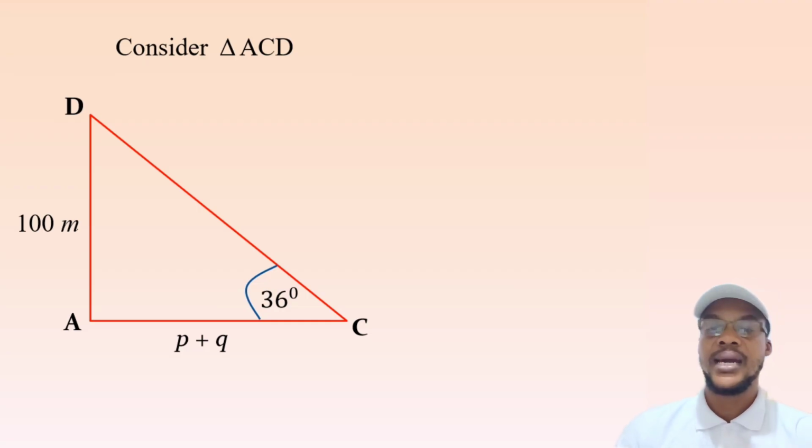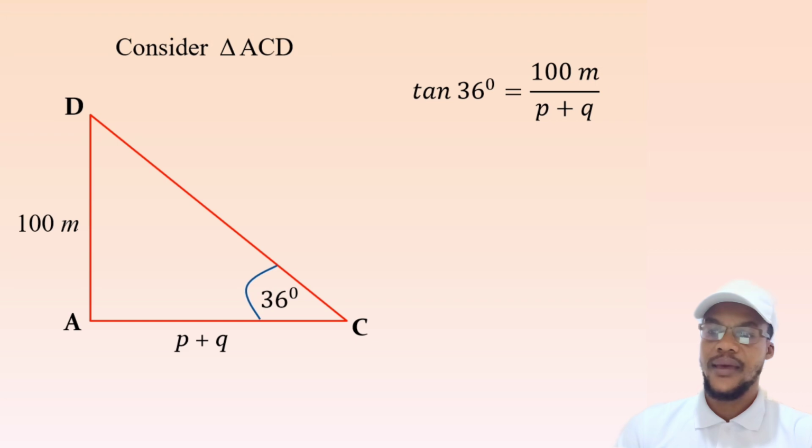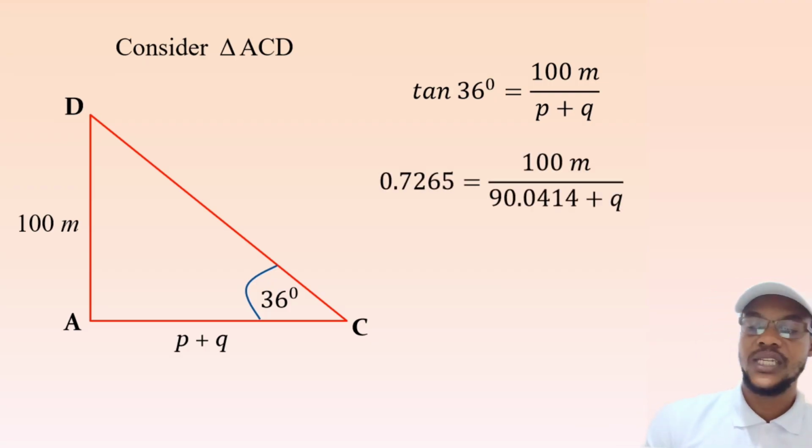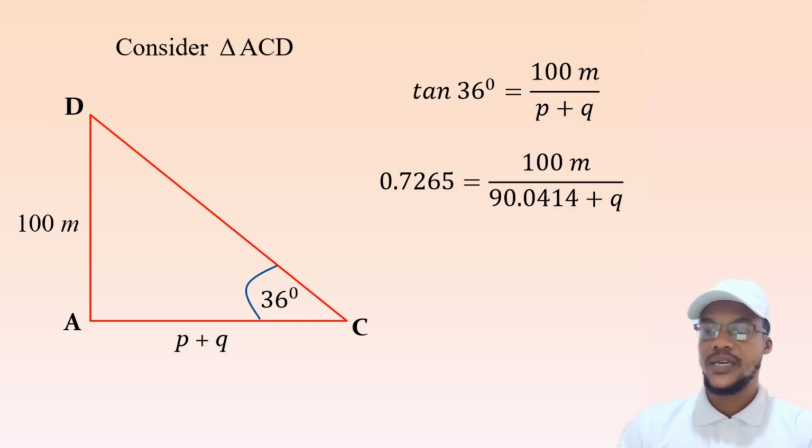Meanwhile, we have already calculated P. And here also, we are applying the tangent property to solve this. We are still using opposite over adjacent. In that case, tan 36 degrees is equal to 100 meters over P plus Q. Meanwhile, we have P as 90.0414, and we also have tan 36 degrees, which is given as 0.7265.